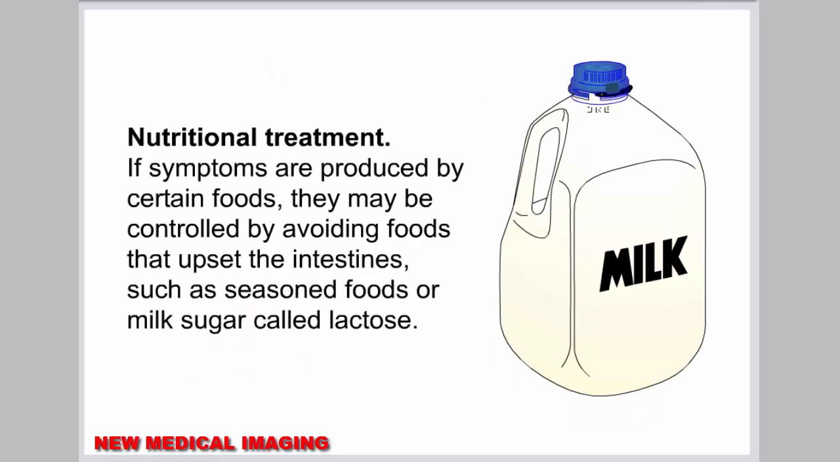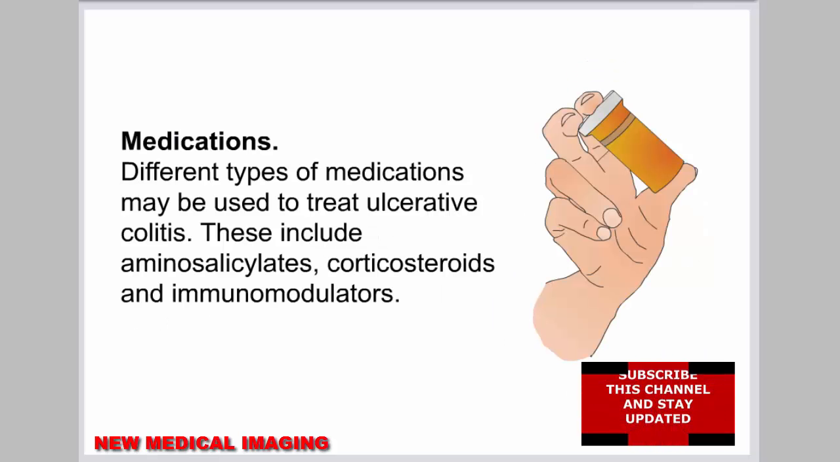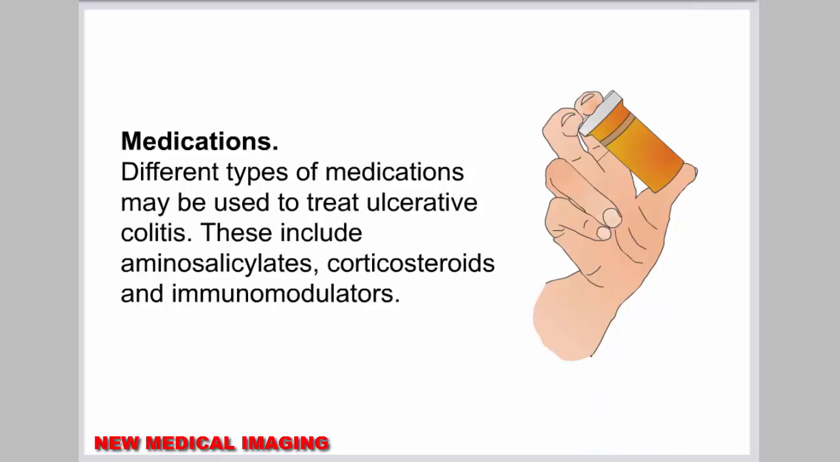Nutritional treatment. If symptoms are produced by certain foods, they may be controlled by avoiding foods that upset the intestines, such as seasoned foods or milk sugar called lactose. Medications. Different types of medications may be used to treat ulcerative colitis. These include aminosalicylates, corticosteroids, and immunomodulators.